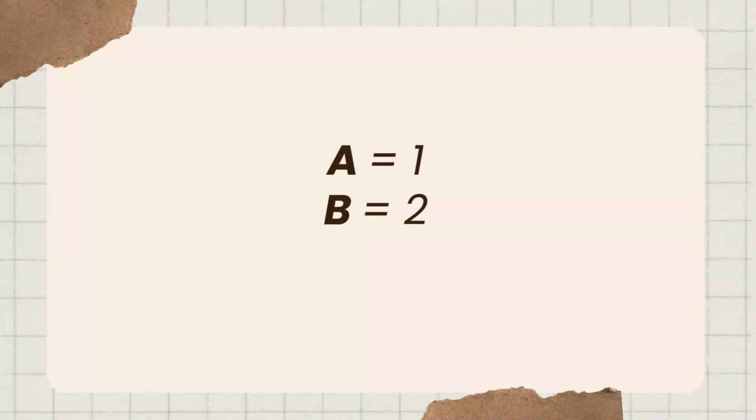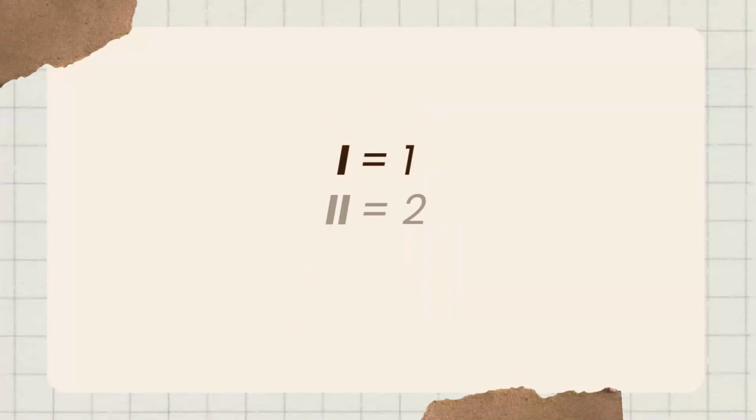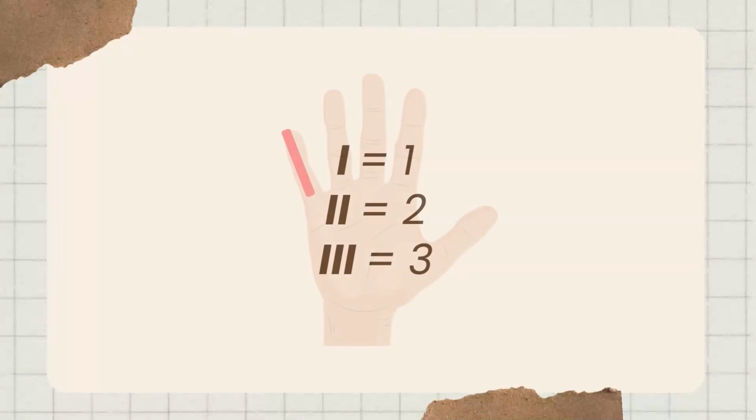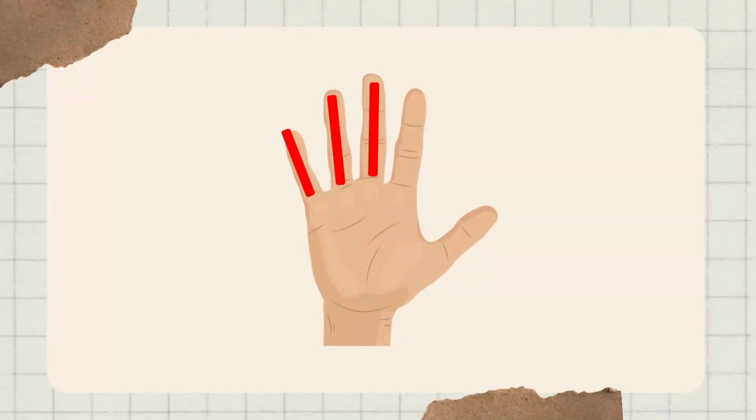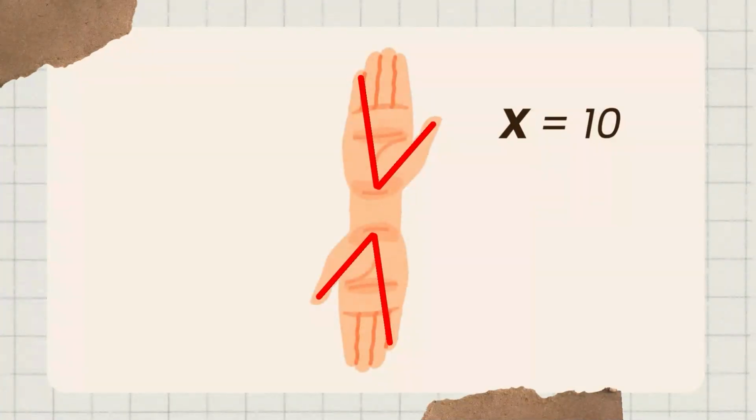There is another angle, numerical. The Greeks used letters to represent numbers, alpha for 1, beta for 2, gamma for 3, etc. The Romans, on the other hand, used analogical representation. I for 1, II for 2, III for 3, representing 1, 2, or 3 fingers, V for 5, a hand with a thumb extended and 4 fingers together, and X for 10, 2 V's joined together, symbolizing both hands.